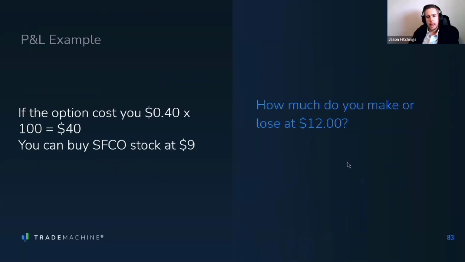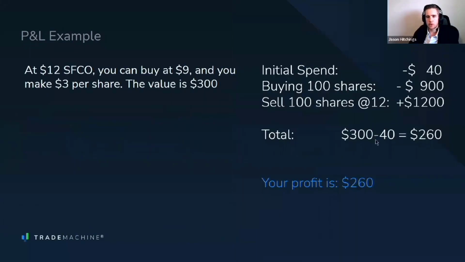So how much do you make if the stock goes to 12? Well, now you can buy it at $9 and immediately sell it back in the market for $12. So the option's value at that point is $300, and you spent $40 to have that, right? And so you've netted $260, which on an initial investment of $40 is a nice percentage return.